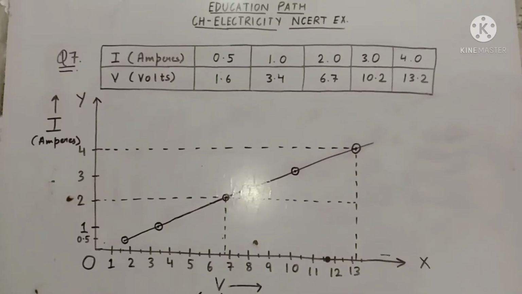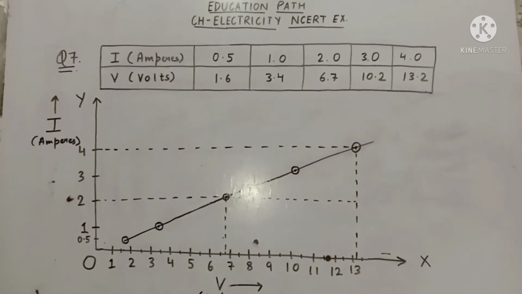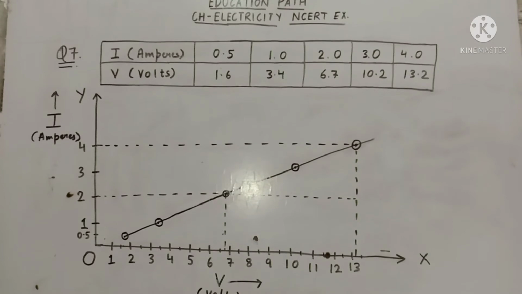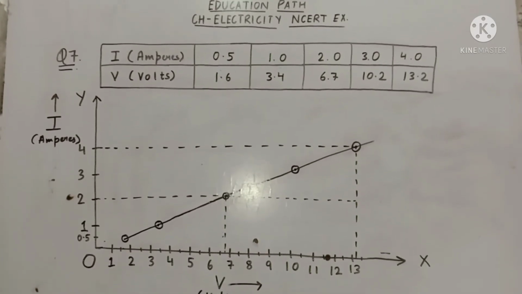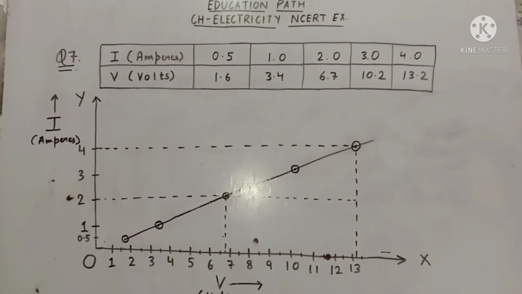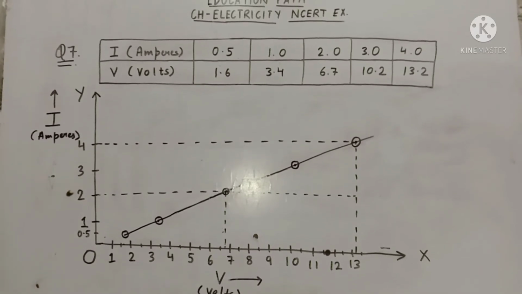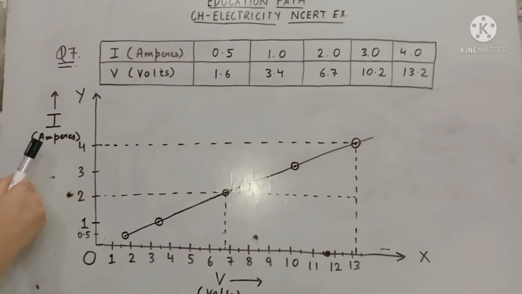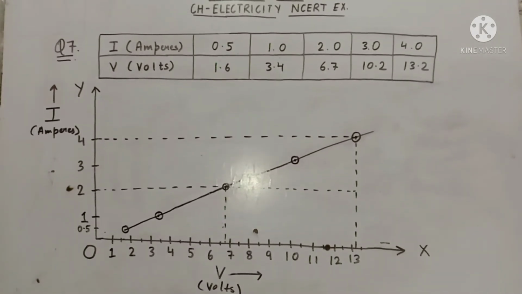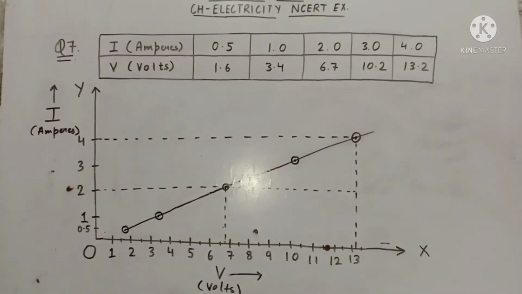Question 7. The values of current I flowing in a given resistor for the corresponding values of potential difference V across the resistor are given below. Plot a graph between V and I and calculate the resistance of that resistor. We have to plot the graph between V and I. So we will take I across y-axis and V across x-axis. I is current in amperes, and V is voltage in volts.